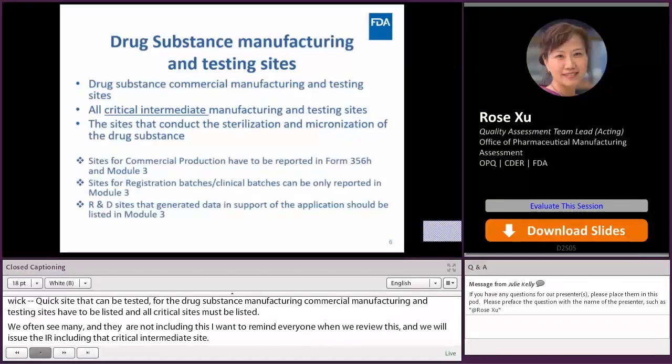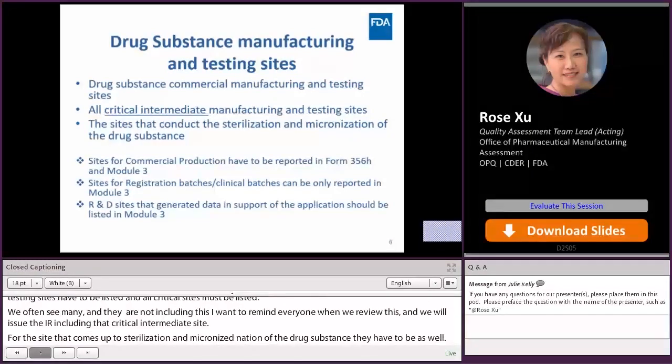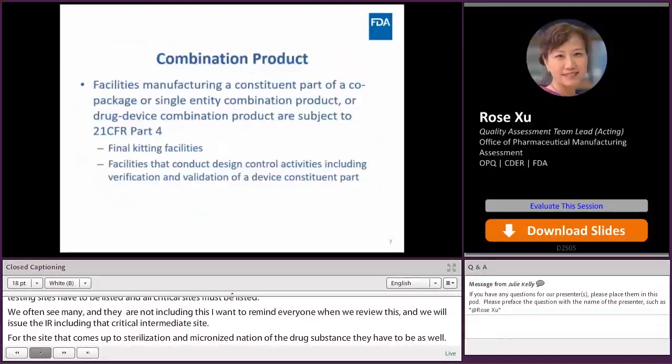Again, sites used for commercial production have to be listed in both Form 356H and Module 3. However, sites for registration batch or clinical batch manufacturing can be reported only in Module 3. And the R&D site that generates the data supporting this drug substance can be listed in Module 3.